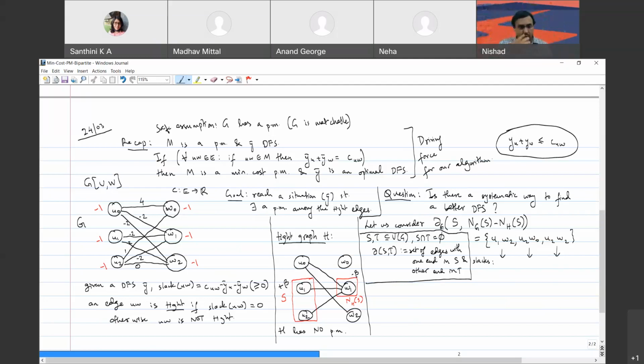Okay. So what is the U1 W2 slack? U1 W2 4. Yes. Okay. U2 W0 3. Okay. I am trusting you. U2 W2 2. Okay. Those are the slacks of the three edges.